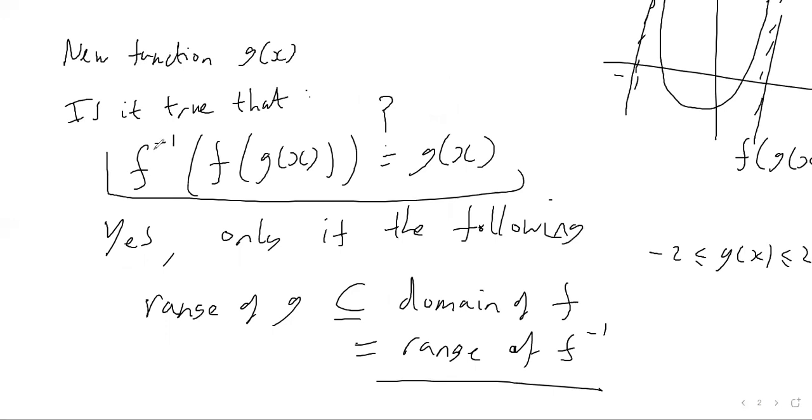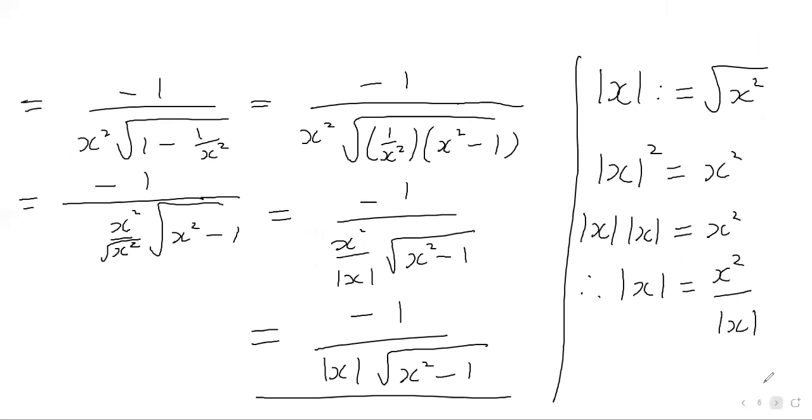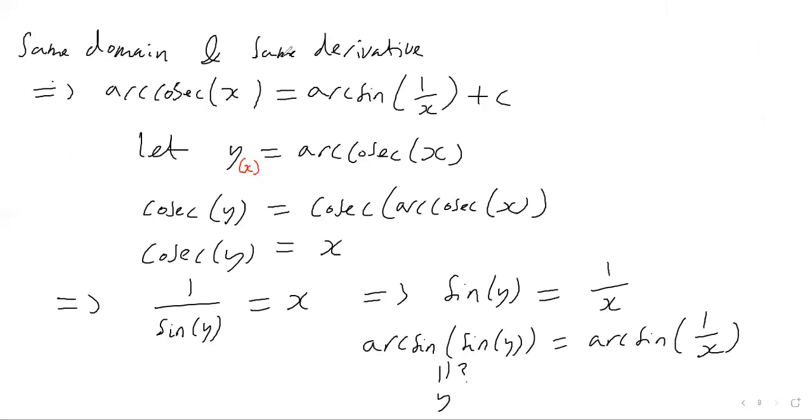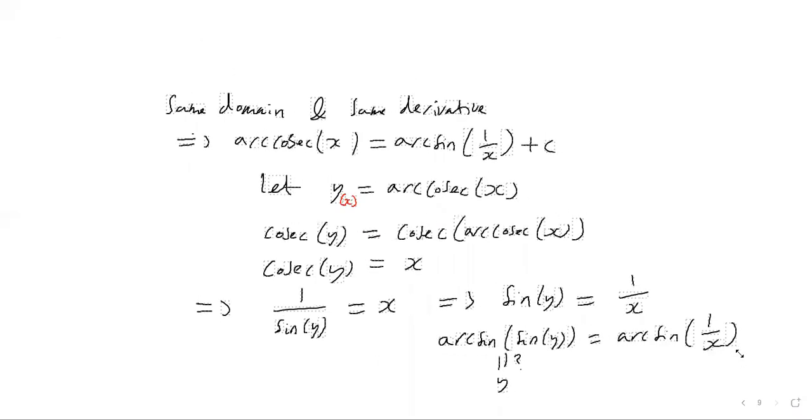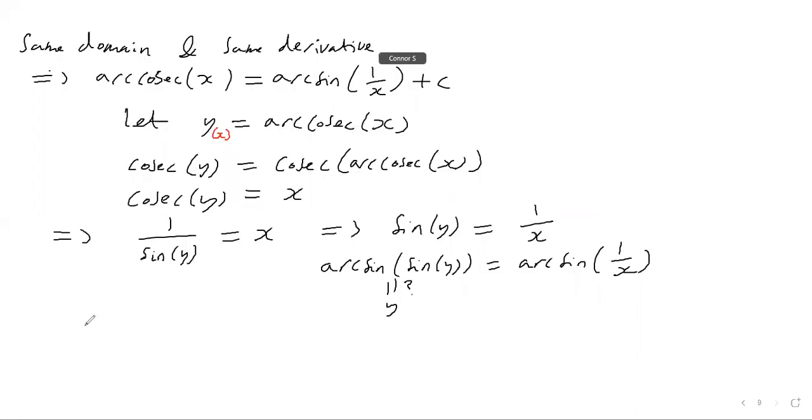The inverse function of the original function of a new function of x is only equal to the new function if and only if the range of this new function is contained in, or is a subset of, the range of the inverse function. So let's write this out here. We're going to make this all a little bit smaller again, just to keep it on the same page. Okay, so we need to check.